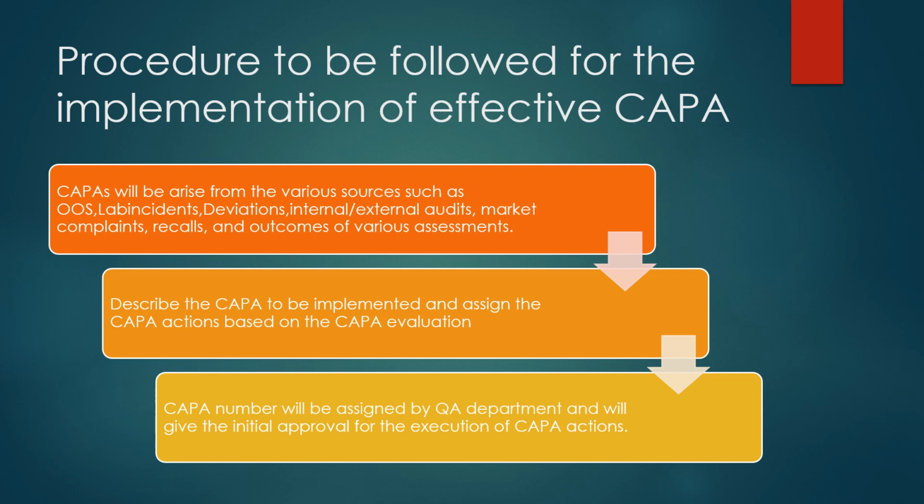routine activities. First of all, we need to describe the CAPA to be implemented. That is the description of CAPA, and assign the CAPA actions based on the CAPA evaluation. And for CAPA actions, we have to outline the actions like 1, 2, 3, 4. This many actions need to be performed to implement the effective CAPA. And the CAPA number will be assigned by the QA department, which will do the initial assessment and give the initial approval for the CAPA actions.